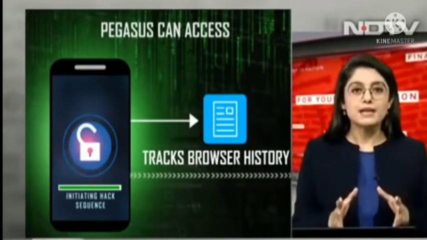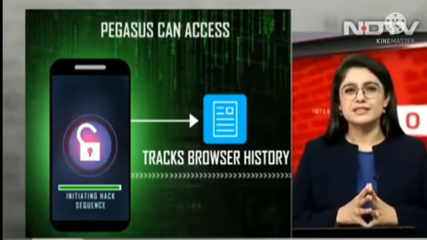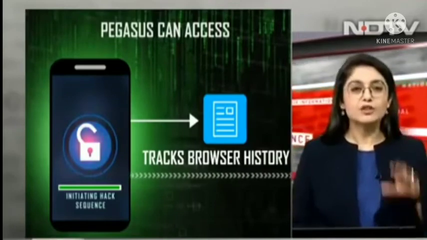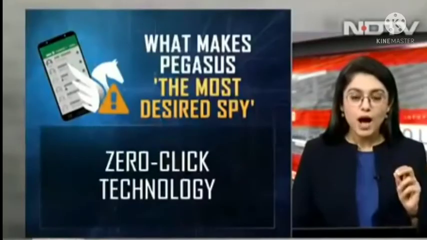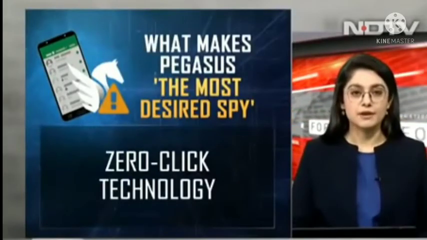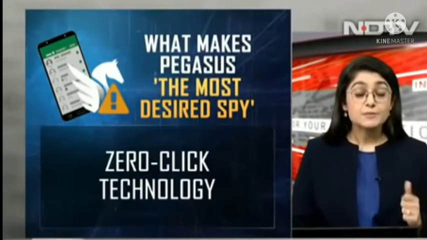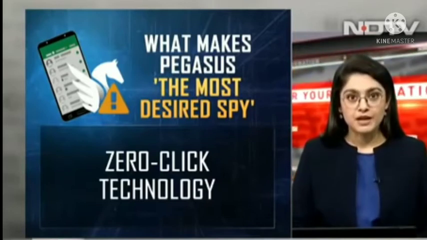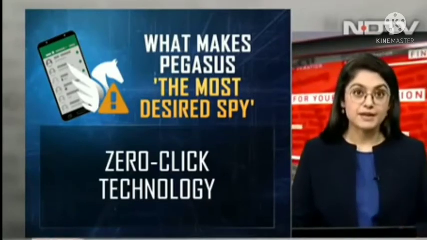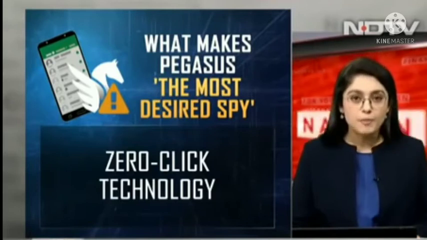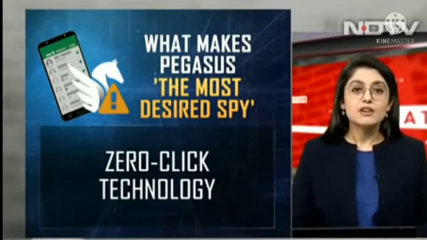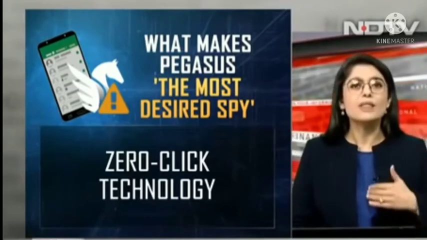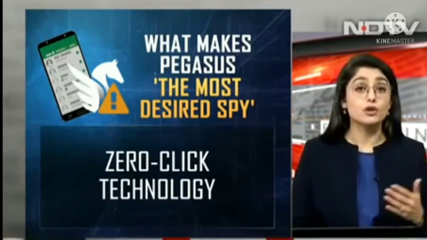But what makes Pegasus the most desired spy in the world? Let's look at the top 5 reasons of why Pegasus is so desired. Number 1 is because it works on this tech called zero-click technology. The most unique feature of Pegasus, which makes it so wanted, so powerful, is that the zero-click attack helps spyware like Pegasus gain control over a device without human interaction or human error.